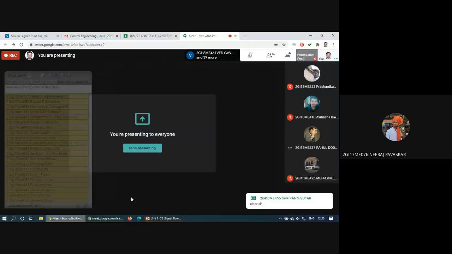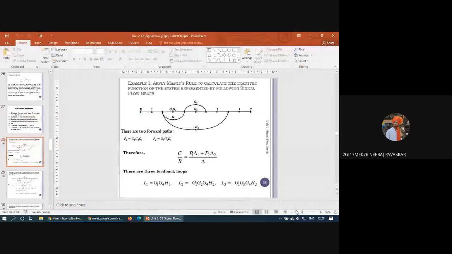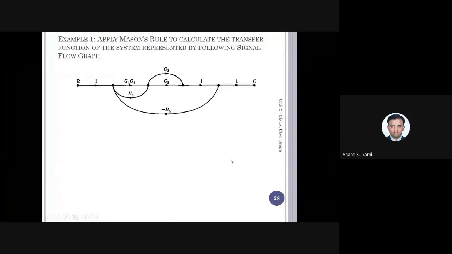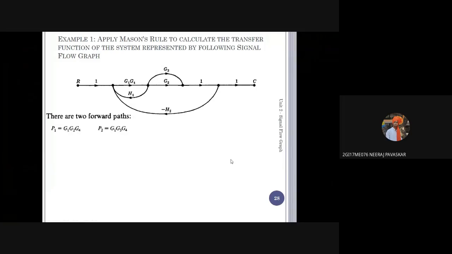Sir, in this problem, we have taken P1 and P2, like G1, G2, G4. These are the gains, no, sir? These are the gains. Means we have written forward path gains. Forward path gains only. Earlier, why was that not mixed? Because you were just studying it. That is the reason I did not say forward path gains.